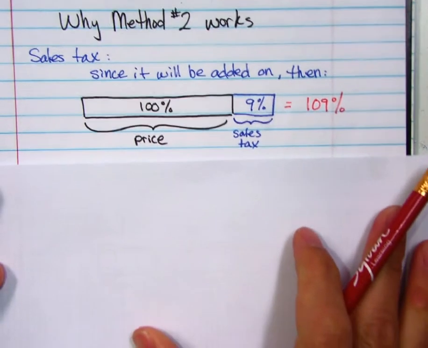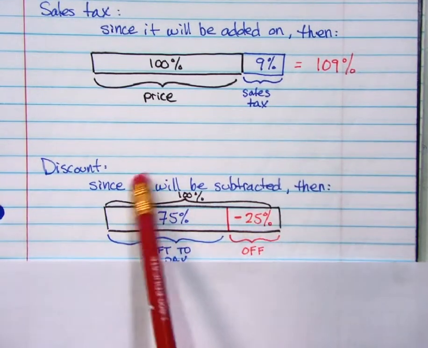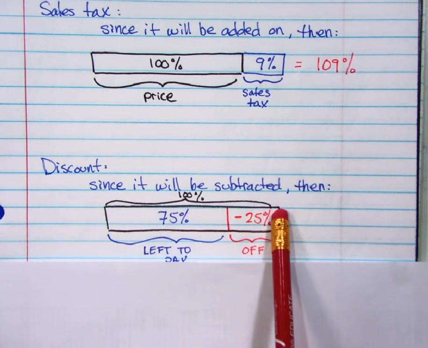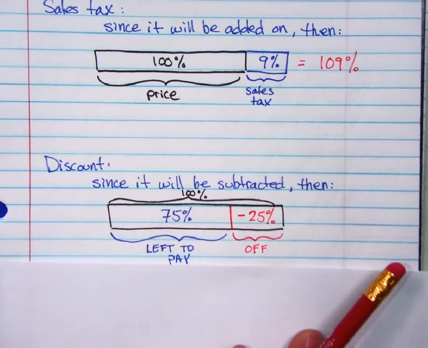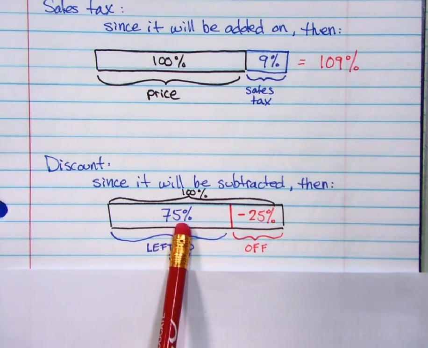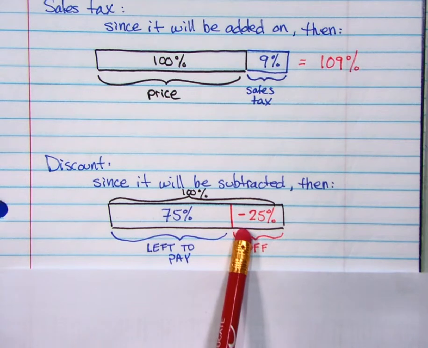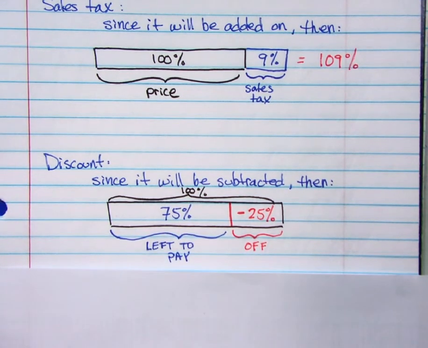Now the same is true, but in reverse, for discount. Discount says, look, if 25% is off of a whole price, and the whole price is 100%, if I take 25% off, that leaves you with 75% left to pay. And so that's why I would just multiply by that number, by 75%. Instead of figuring out what 25% is and then subtracting from the total, I could just figure out what I really want to pay. Let's do another example to make sure we got it.